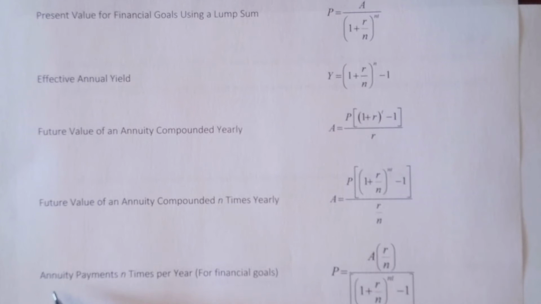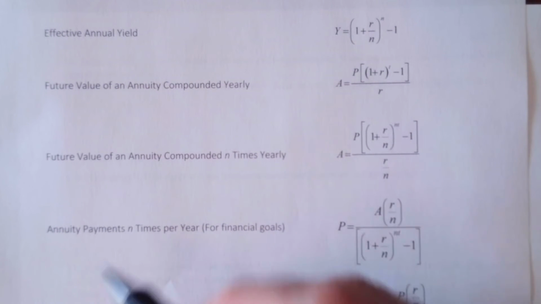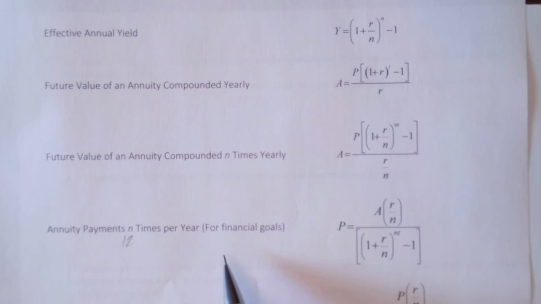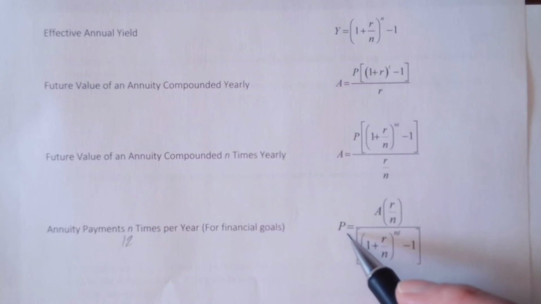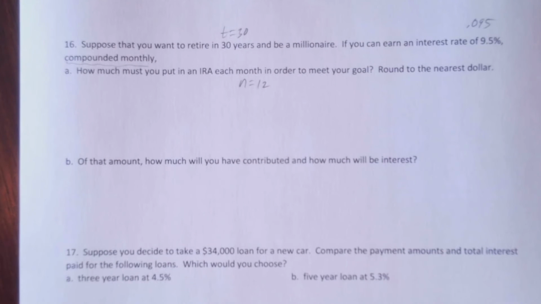So again, it's an annuity because of the regular payments. In our case, it's going to be 12 times a year. We have a financial goal, $1 million. We want to make $1 million in 30 years. So we need to know what our monthly payments need to be. It's not really present value, it's more just your payment values, what you're going to have to put in each month. So let's go ahead and write that formula down.